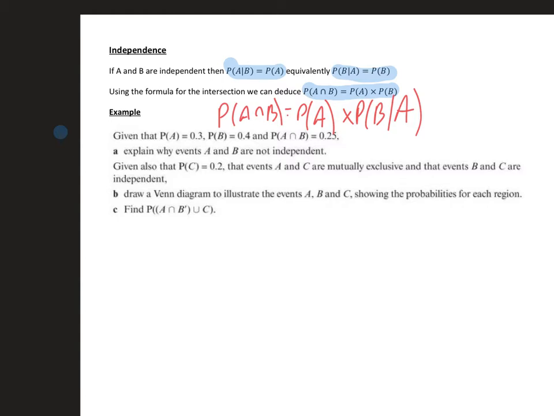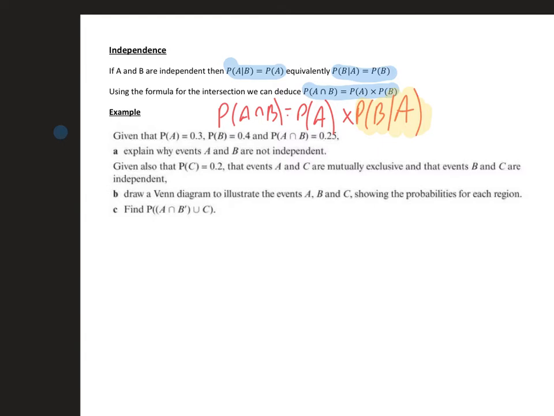However, if they're independent, then the second probability here is just probability of B. So therefore, if it's independent, then the probability of A and B happening is just the product of them happening separately. Yes, that's a useful thing to know.